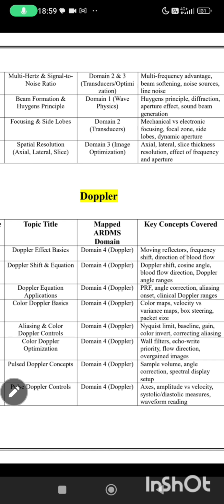They give you two images. One image is abnormal, like aliasing. One image is normal, no aliasing. So what do you change going from A to B, from aliasing to normal? What do you change to correct it? Or they can ask what the cause of that is. So they test you through images, mostly in the Doppler section. Your concepts should be very, very clear.